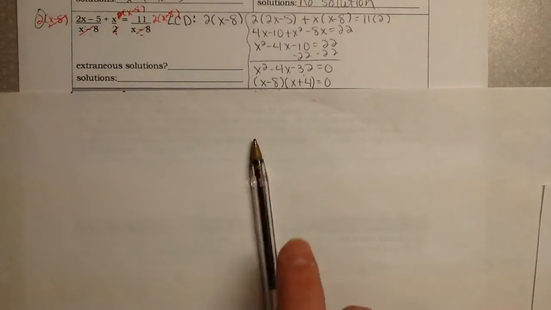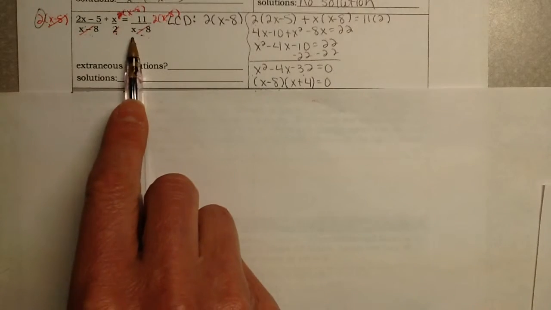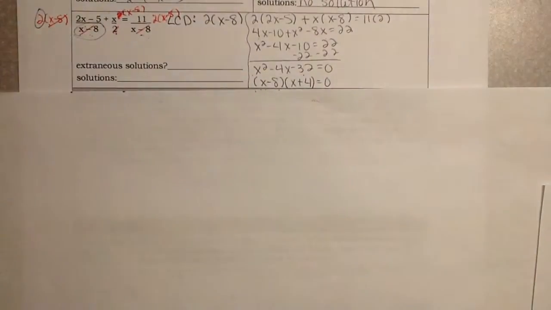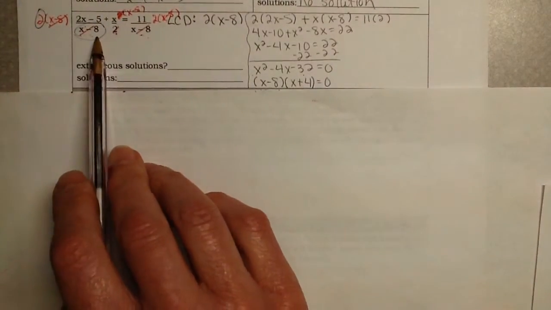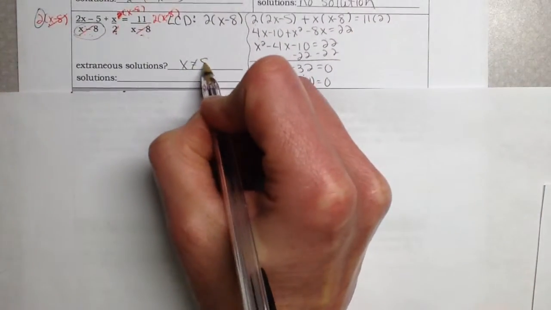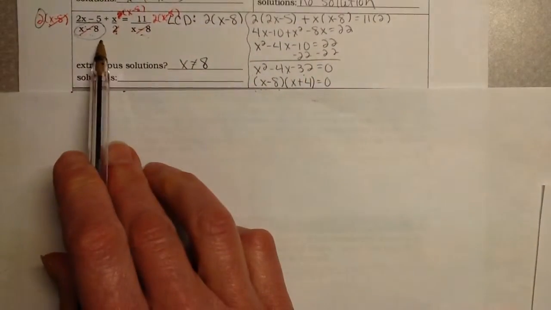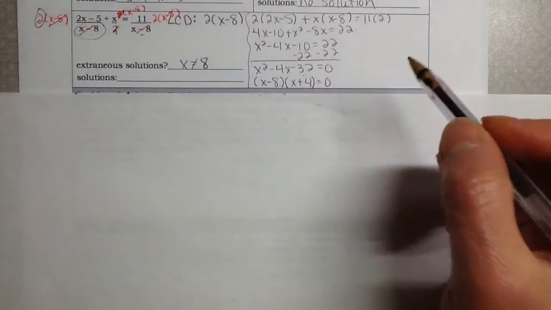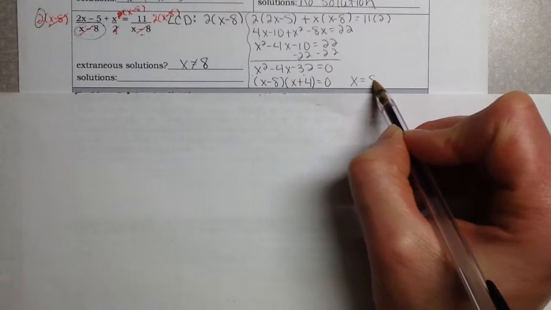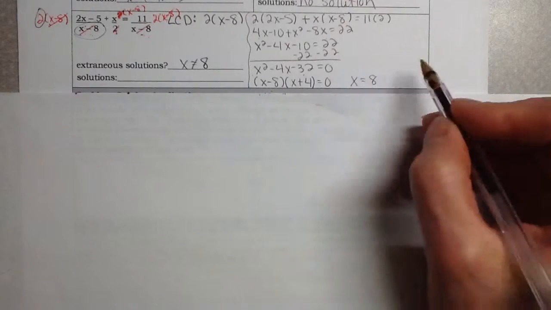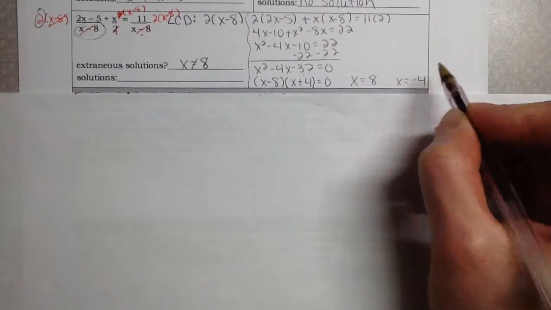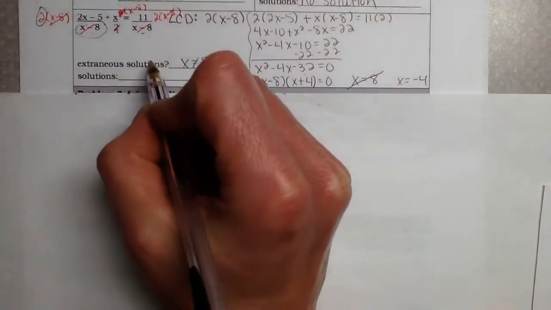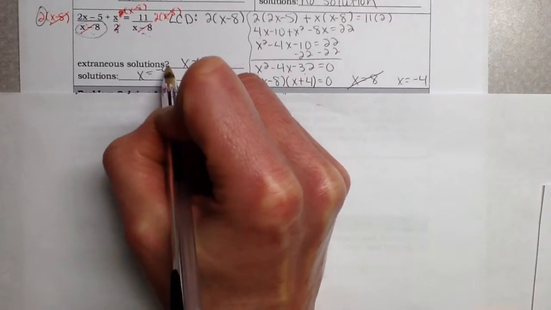All right, let's look and see what our extraneous solutions will be. We'll go back up here and we see that I set this equal to 0. X cannot equal 8. And there's no variable here, so we don't have to worry about that one. When I go to solve this, I'm going to get that x equals 8 or x equals negative 4. So 8 is not going to work because it makes the denominator undefined. So my only solution here is x equals negative 4.